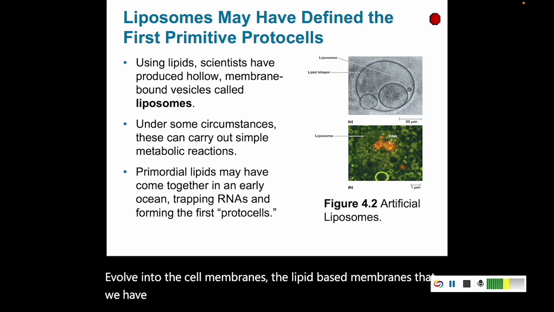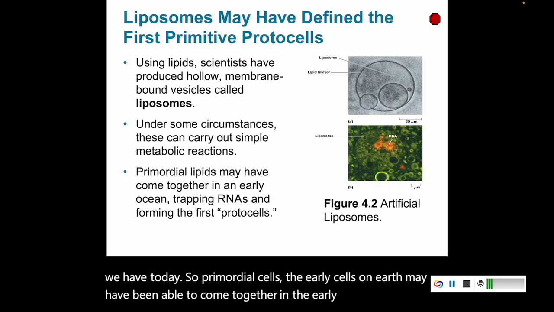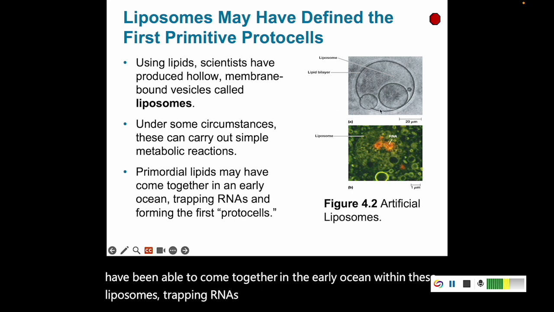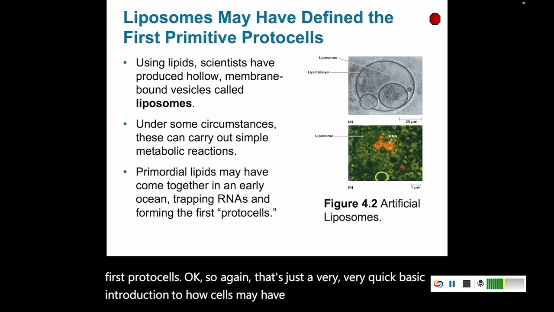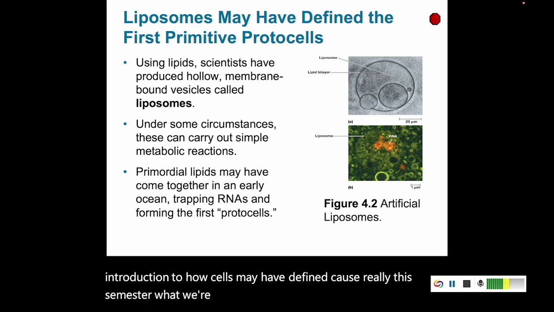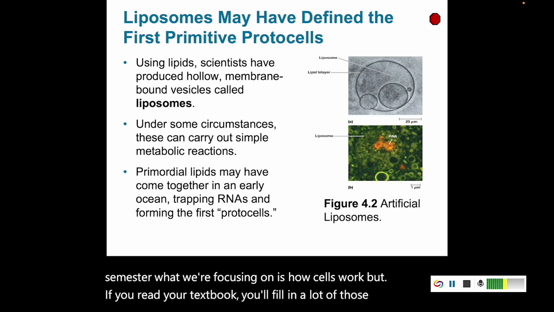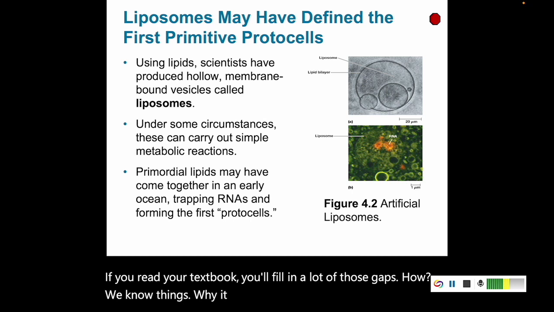So primordial cells, the early cells on Earth, may have been able to come together in the early ocean within these liposomes, trapping RNAs inside of them, forming what were the first protocells. Okay, so again, that's just a very, very quick, basic introduction to how cells may have come to be, because really this semester what we're focusing on is how cells work. But if you read your textbook, you'll fill in a lot of those gaps, how we know things, why it matters.